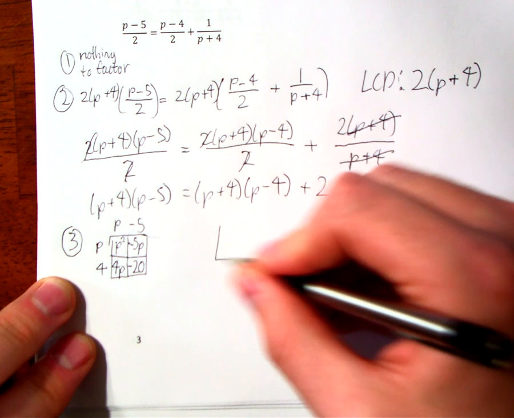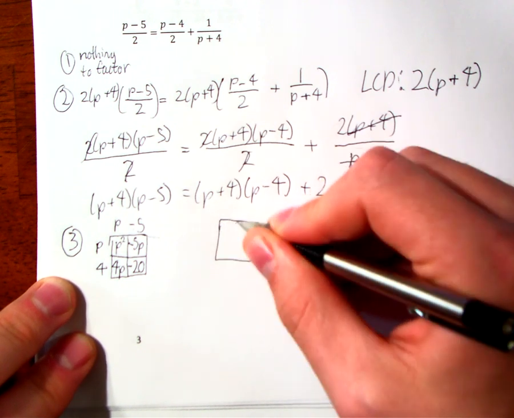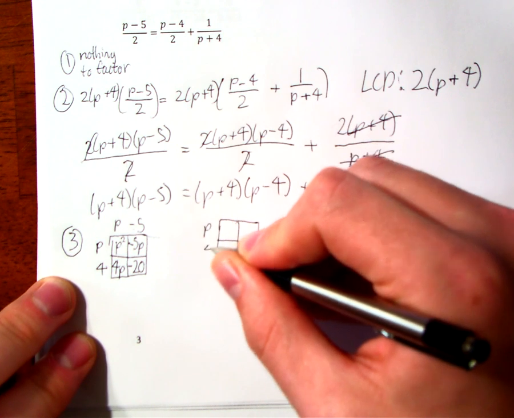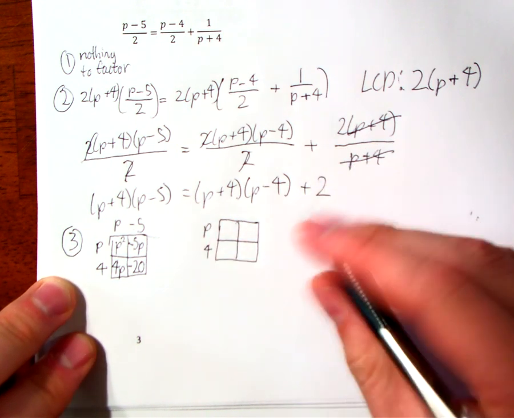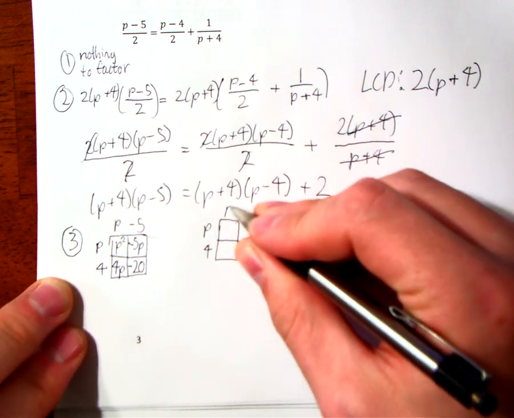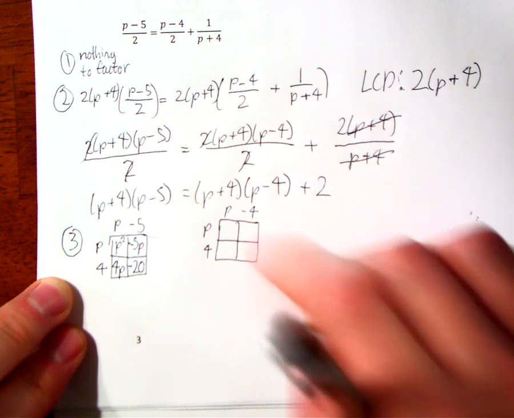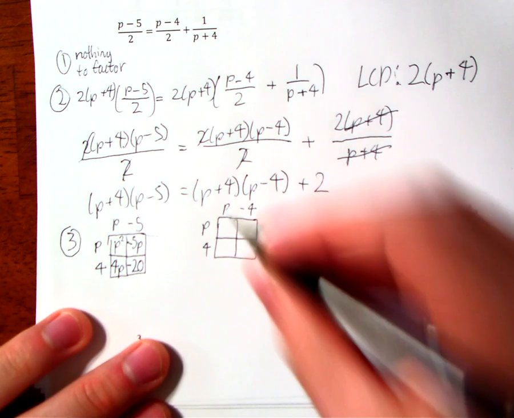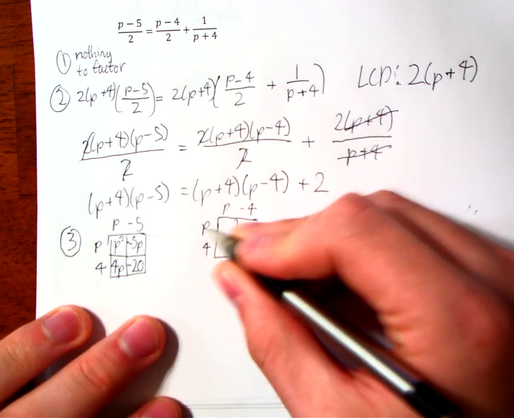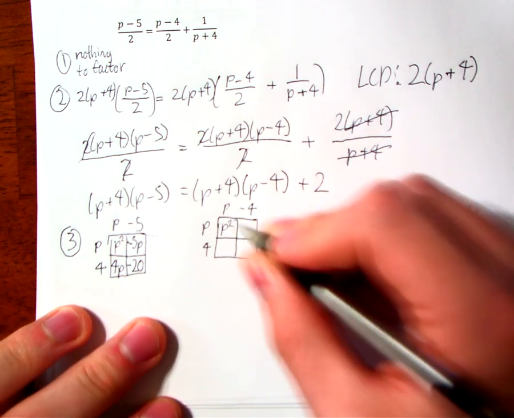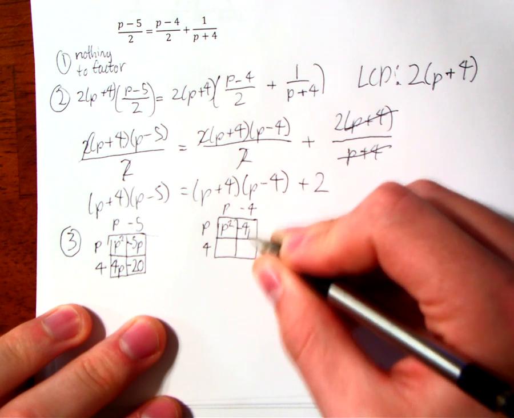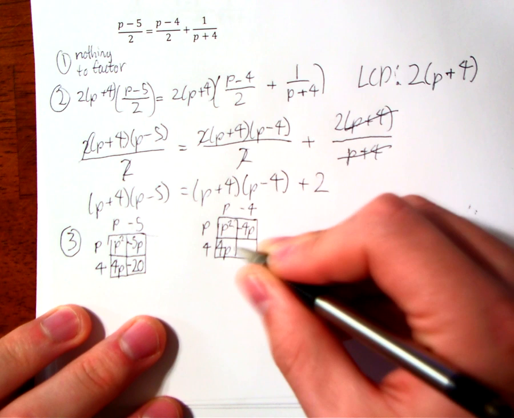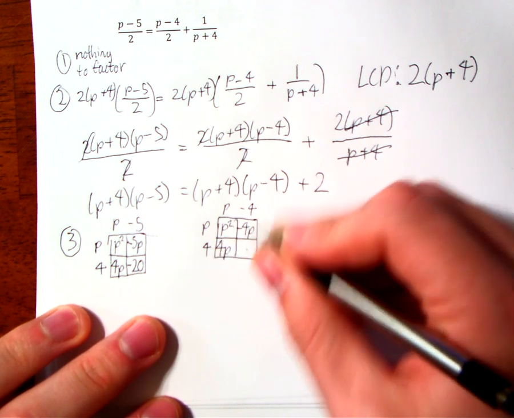Okay, one more multiplication problem to do, which is p plus 4 times p minus 4. So I'm going to put a p and a positive 4 on the outside, just like last time. And now I've got a p and a minus 4 on the top, instead of a p minus 5 on the top. So here's my multiplication: p times p is p squared in that box. Negative 4 times p is negative 4p in that box. 4 times p is 4p in that box. And then in my final box, I've got a 4 and a negative 4.